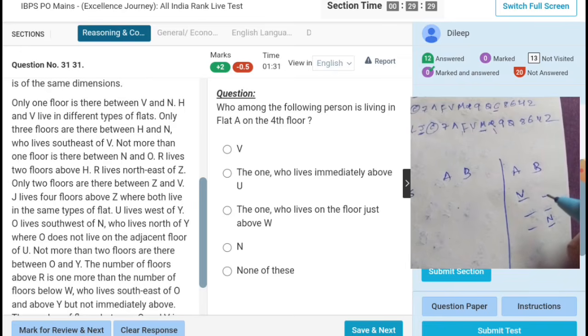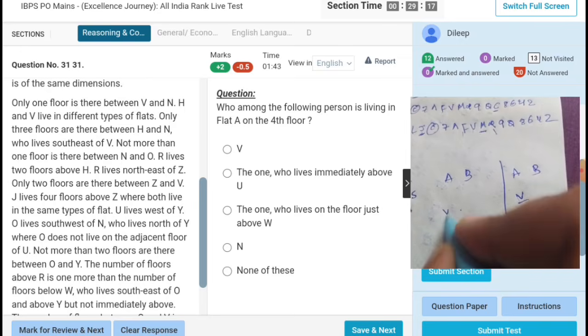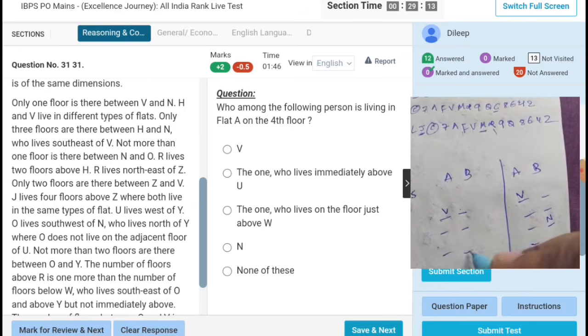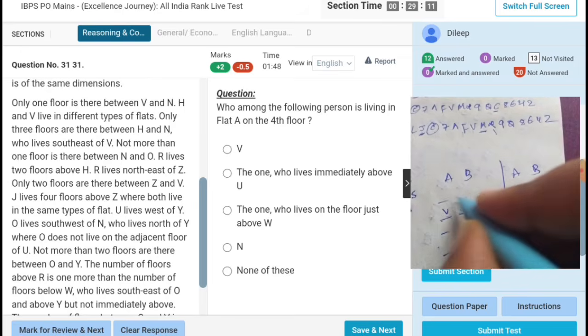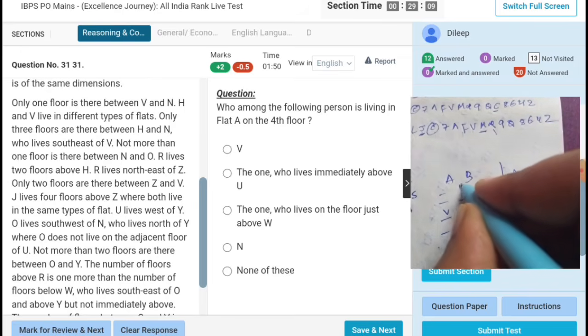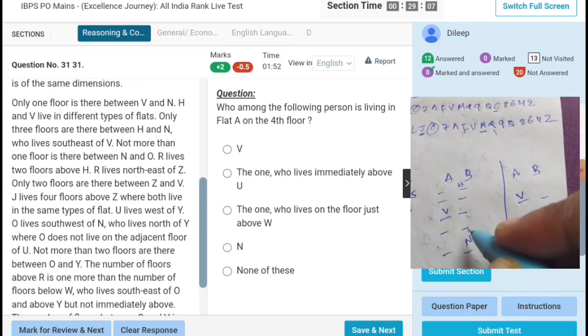And only three floors between the H and N. So H and V, different types of flats. So V. H and N, and not more than one floor between them.